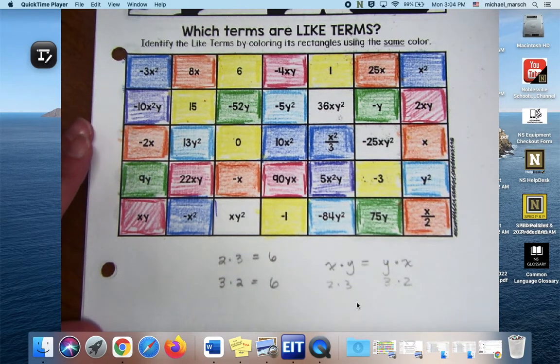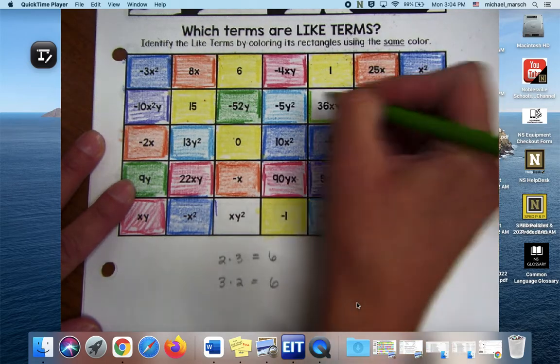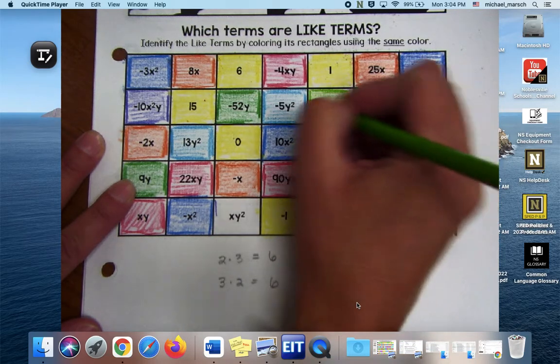Purple. And then the last one is x with a y squared. I think those would be considered like terms. There's only two of these. There were only two purples.